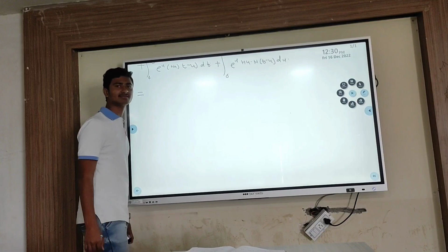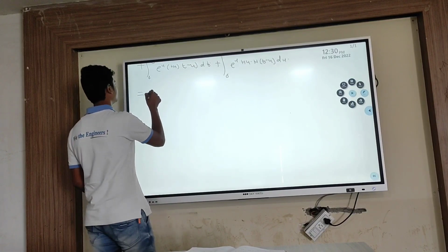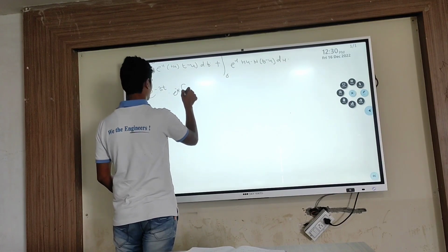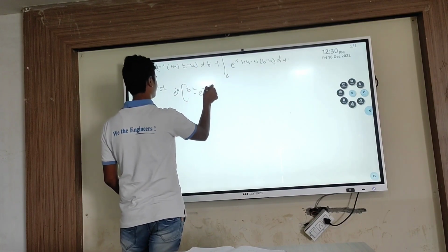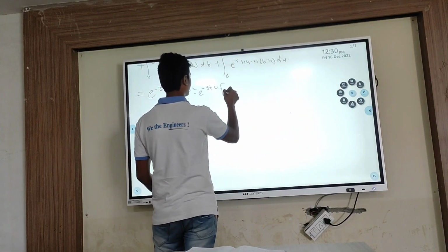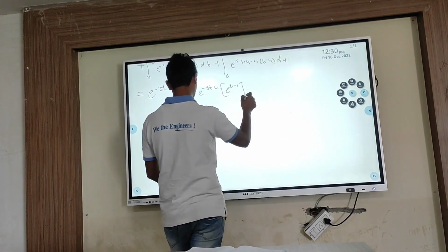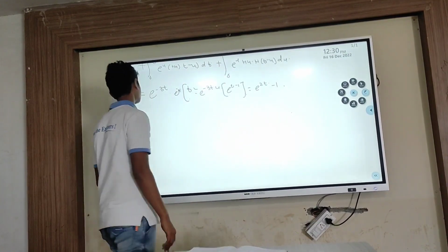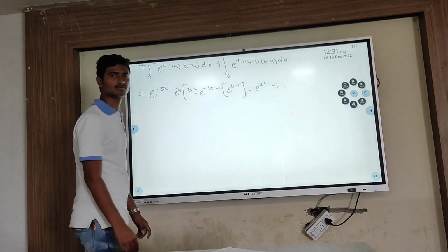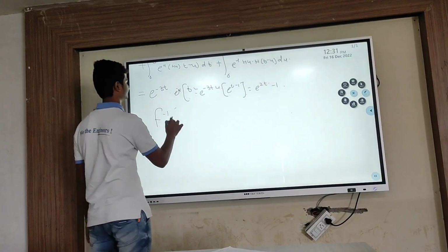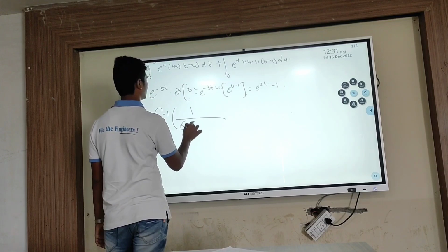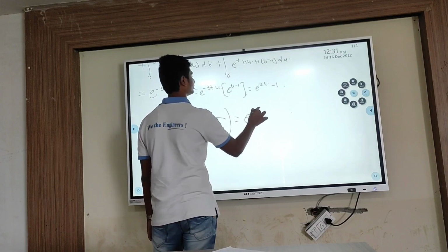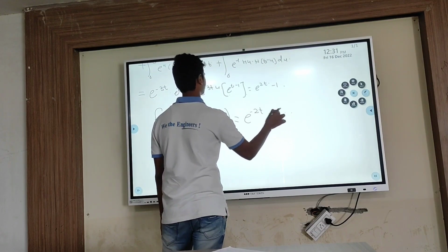So we can find the Fourier inverse. e raised to minus 3t u(t), e raised to minus 3t, e raised to t minus 1 and e raised to 2t minus 1. So we can get the answer. So we can find it. The inverse of 1 upon 6 plus i s plus s square is e raised to minus 2t and minus 3t.